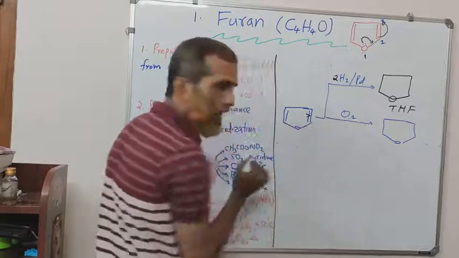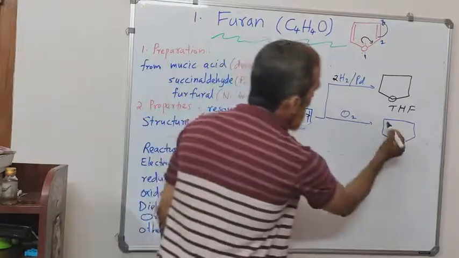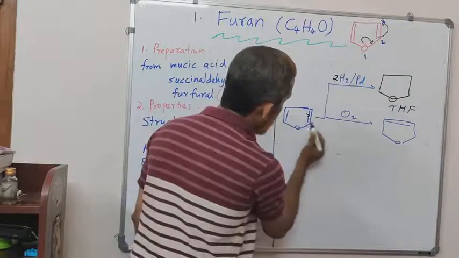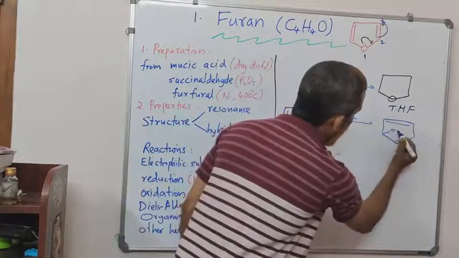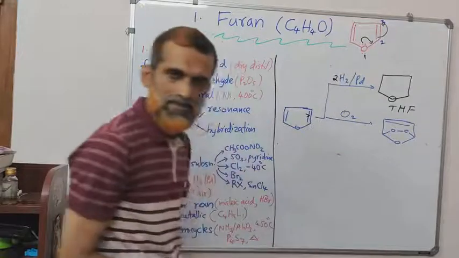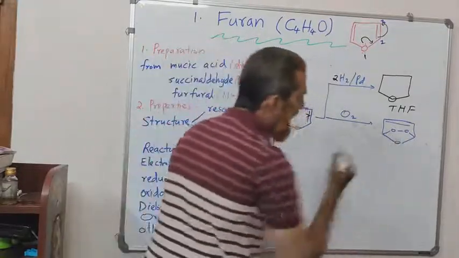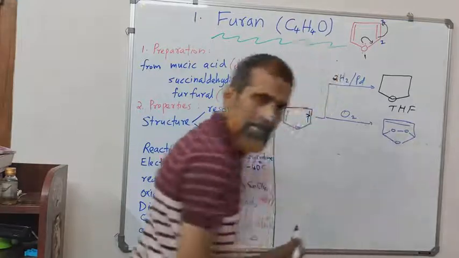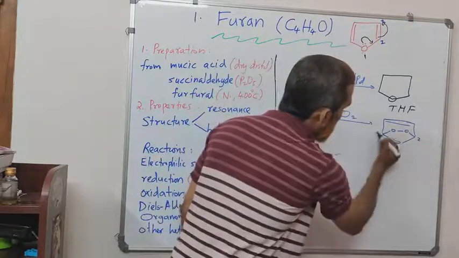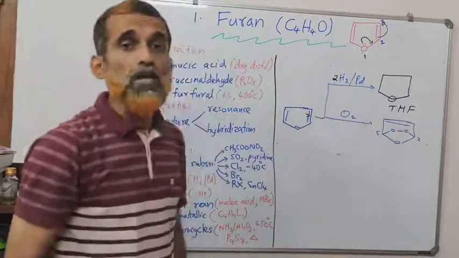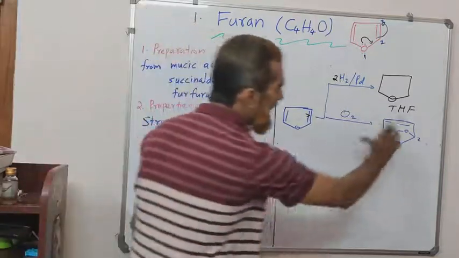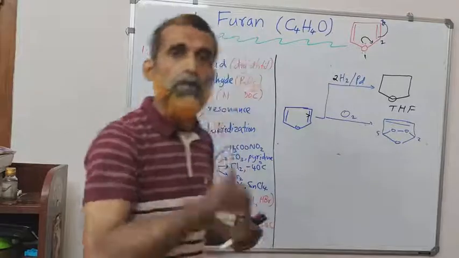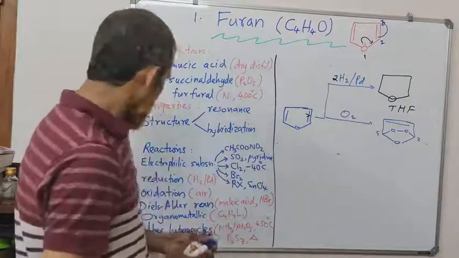O2 gets inserted into this molecule, and O2 is attaching at these carbons, forming a product like this. So this is furan. The positions will be 2,5 peroxide, isn't it? This is 2, this is 5. So we call it furan 2,5 peroxide. And this is highly unstable. It generally undergoes polymerization to give products.